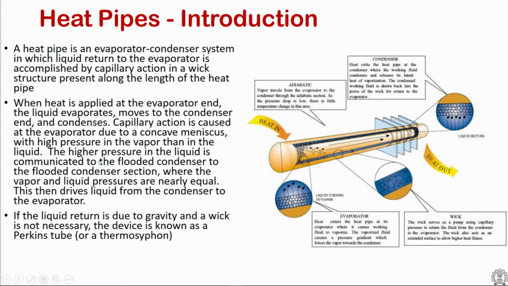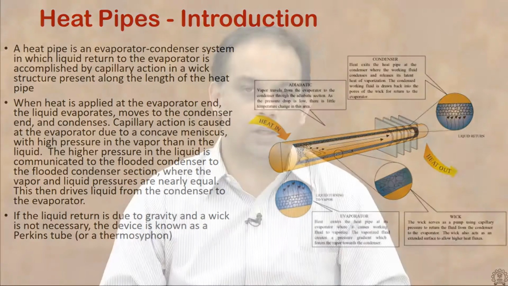So, what happens in heat pipes? Heat pipes are nothing but metal tubes filled with liquid, and there are many varieties of these. Initially, in very old heat pipes, it is purely a metal tube, and gravity assisted operation was carried out, and they are called thermosiphons, Perkins tube or thermosiphons. In current day modern heat pipes, there is a wick.